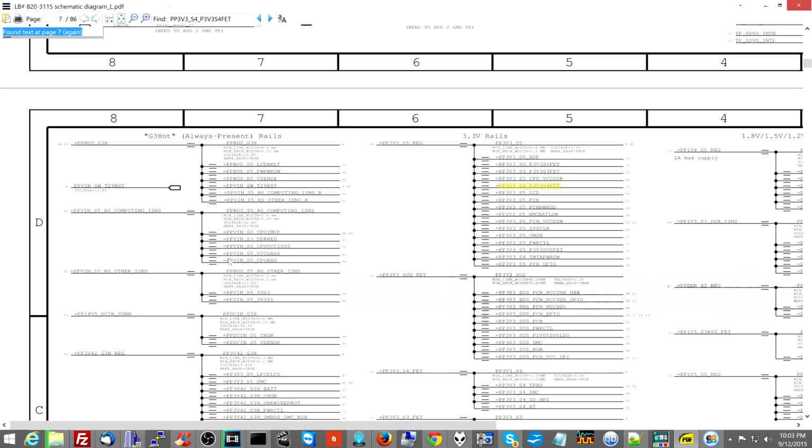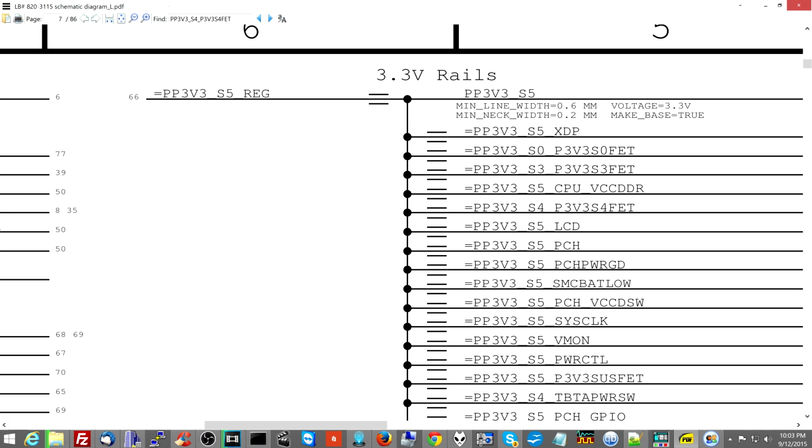Well, because this thing tells me. Actually, it's not PP3v3S3, it's PP3v3S5. So over here, PP3v3S5 is going to be responsible for all of these. So PP3v3S5 over here is going to be responsible for all of this, and one of them is that. So let's just find our way back to where we were.